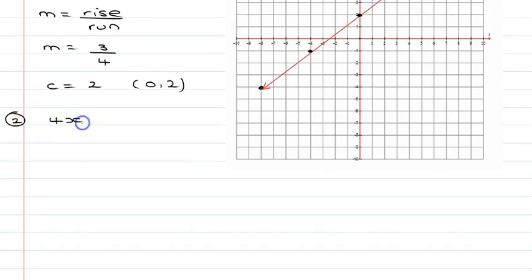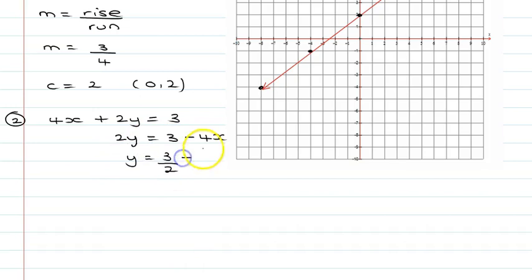For my second example, I'm going to write the equation in a slightly different form. It's not in y equals mx plus c, it's in the form ax plus by equals c. All that means is rearranging it. I'm going to take the 4x over to the other side, because ultimately I want y equals. So I'm left with 3 minus 4x, and then I'm going to divide both sides by 2. So I've got y equals 3 over 2 minus 4 over 2, which is minus 2x.